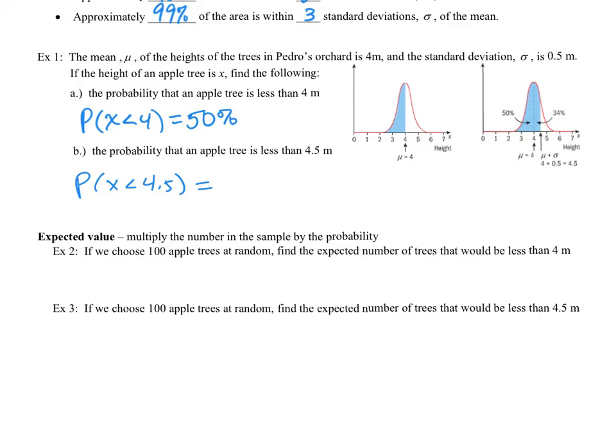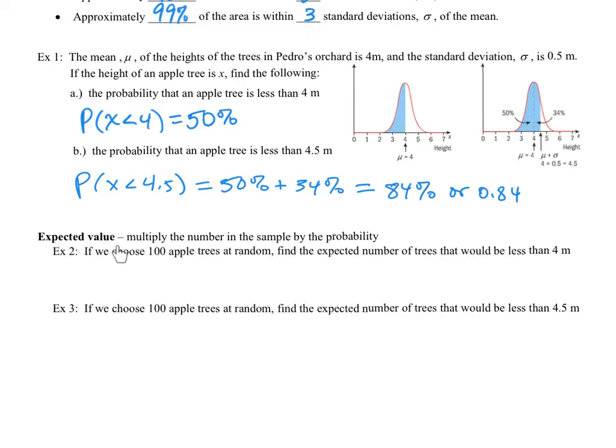So the probability of the tree being less than 4.5 meters would be 50% plus that extra 34%, that first standard deviation above the mean. So that would be equal to 84%, or if we were to write that as a decimal, it would be 0.84. Okay, and then the next thing says, let's learn how to find expected value.